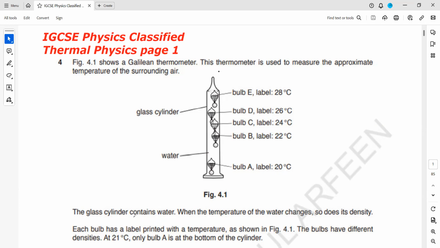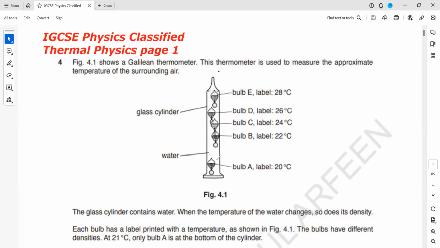The glass cylinder contains water. When the temperature of the water changes, its density will also change. Each bulb has a label printed with a temperature. The bulbs have different densities. At 21 degrees centigrade, only bulb A is at the bottom. When the temperature is 21, A will be at the bottom.